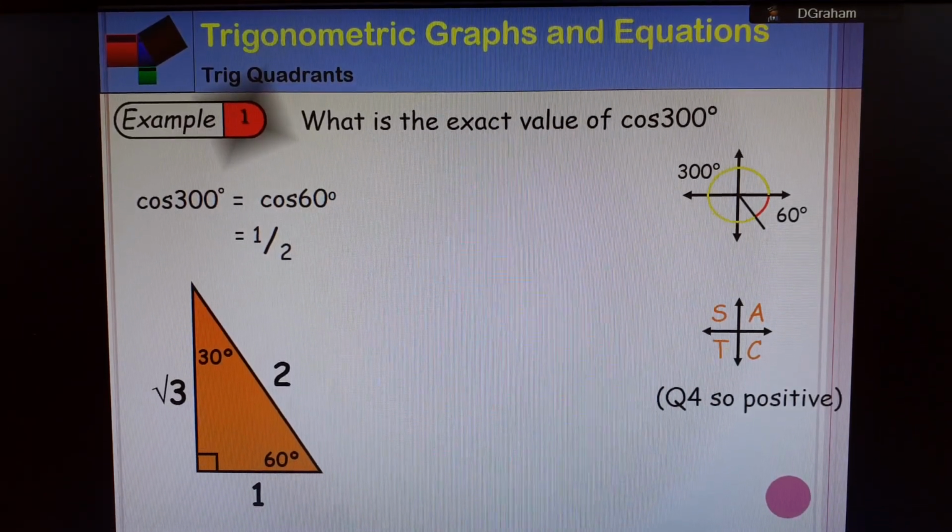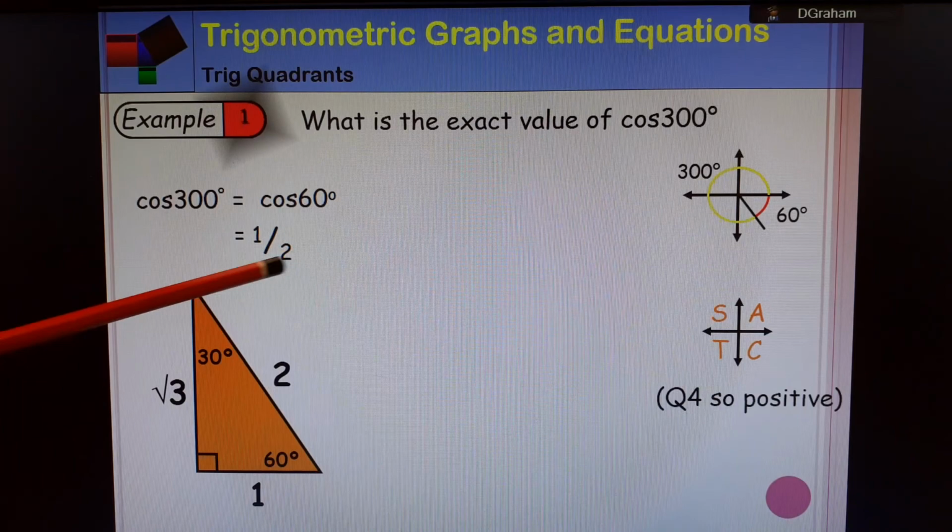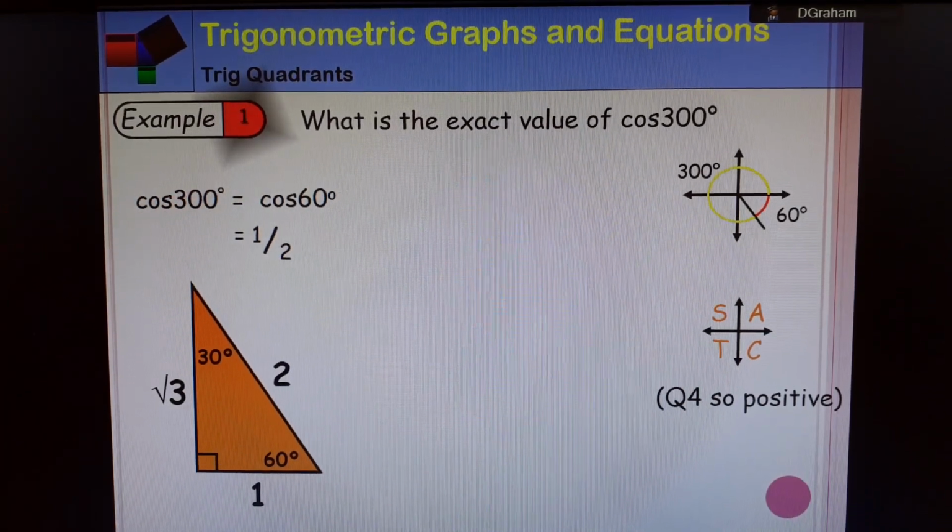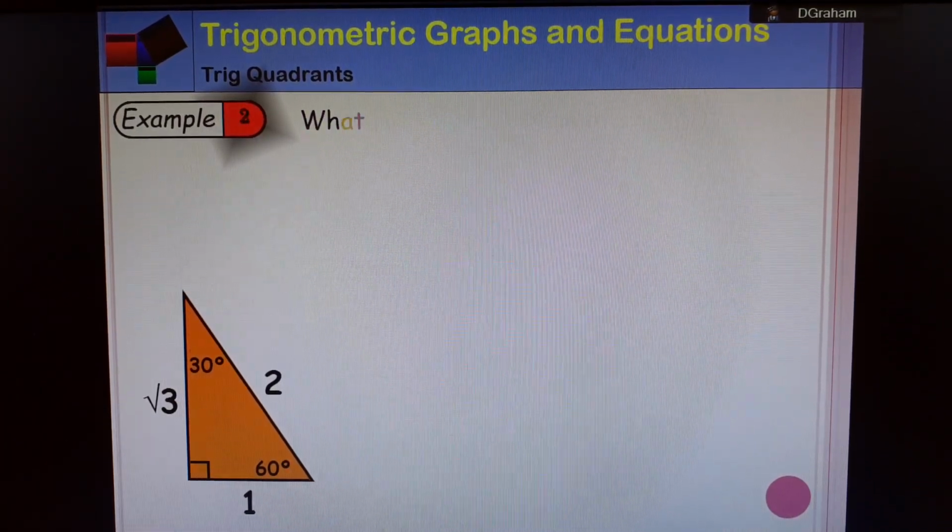Okay, if you were to look at your cos graph, you would see then that cos of 60 and cos of 300 would be the same height on the cos graph, and they would both go up to 1/2. So these are the corresponding y values for these corresponding x values. Okay, that's what that means.